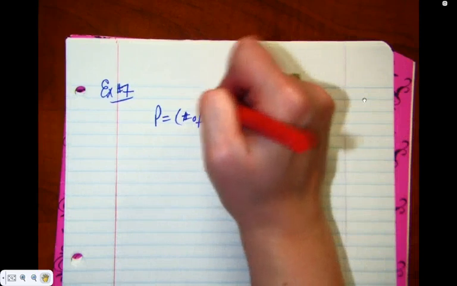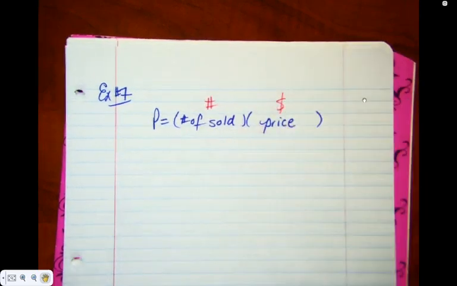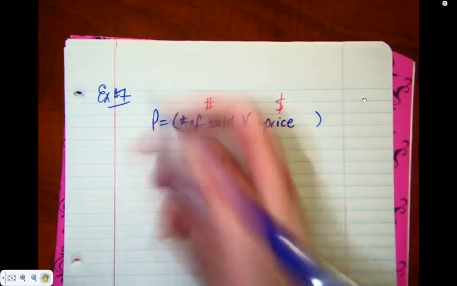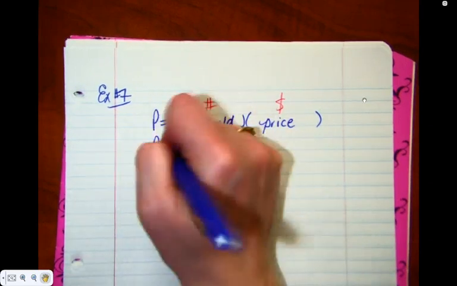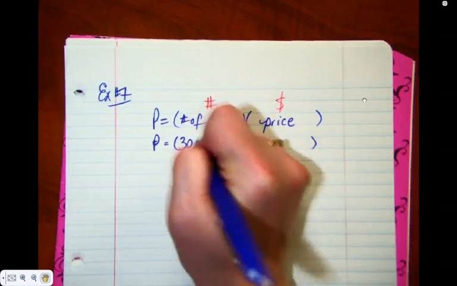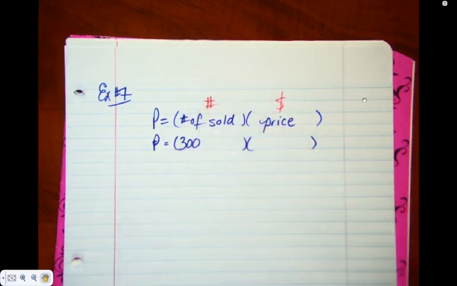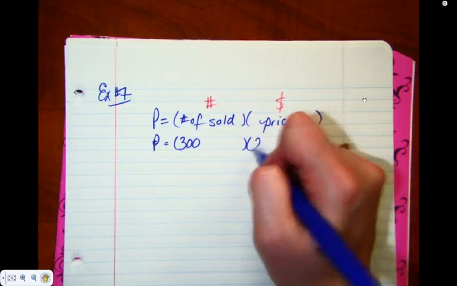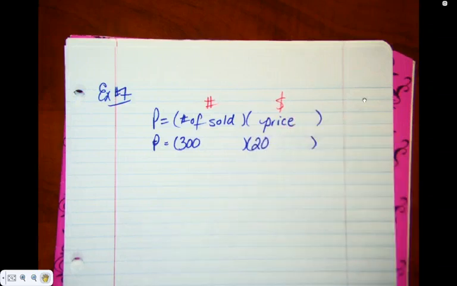So this is always going to be a number of objects. This is always going to be a dollar amount. So the first amount that we had sold was 300, and how much were they a piece? 20. So I'm putting those at the beginning of each of those binomials.